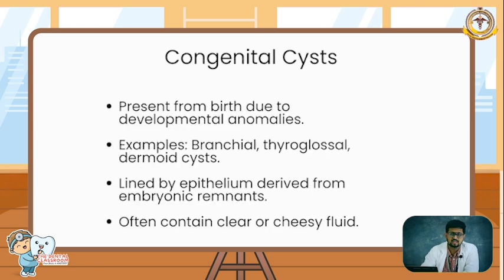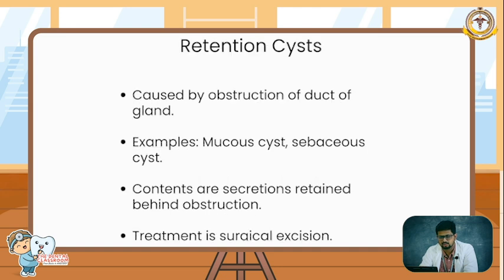So now we will start with the congenital cyst, which is commonly present from birth due to developmental abnormalities. For example, branchial cyst and thyroglossal cyst, which is commonly lined by epithelium derived from the embryonic membrane. It often contains a clear or cheesy fluid. The retention cyst is caused by obstruction of a duct of a gland, with examples like mucus cyst and sebaceous cyst, whose content is secretions remaining behind the obstruction. Treatment needed is surgical excision.